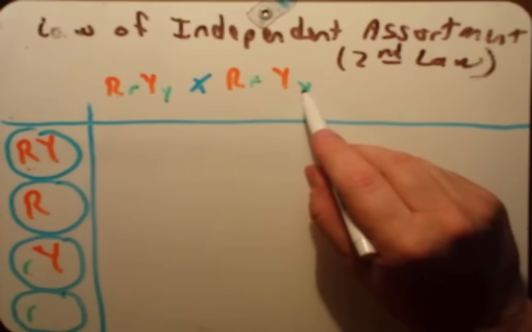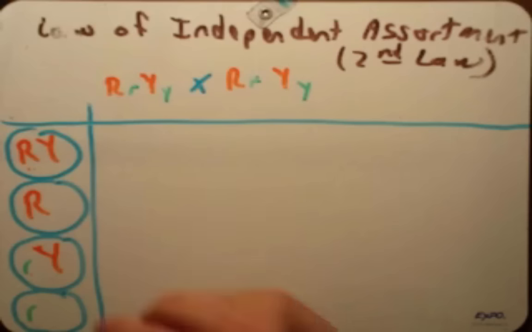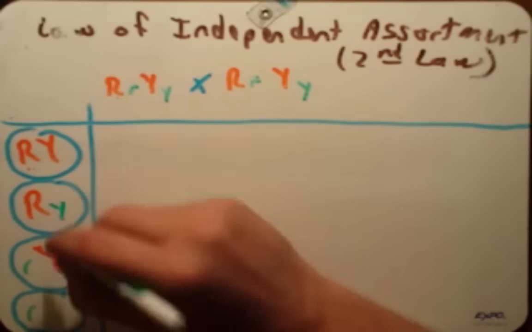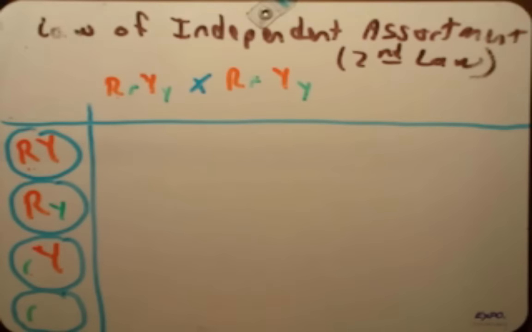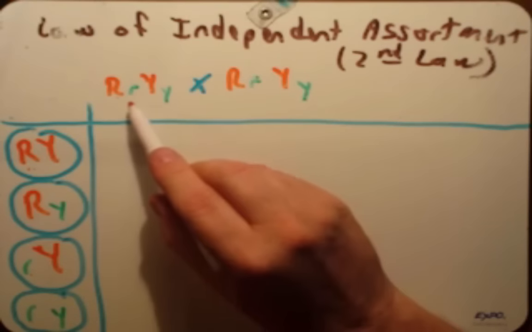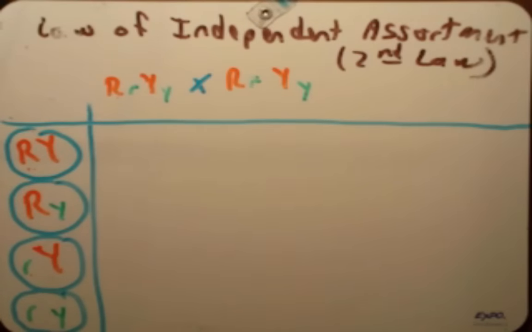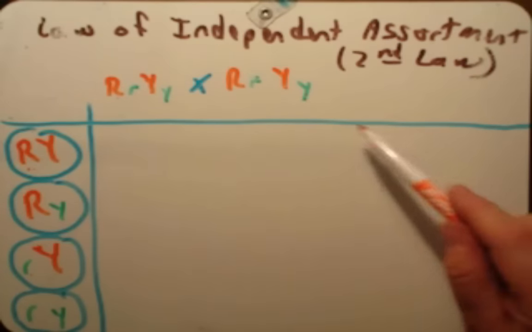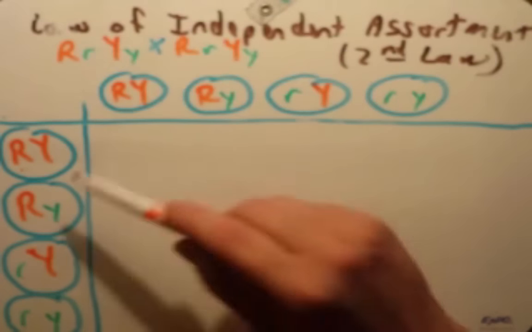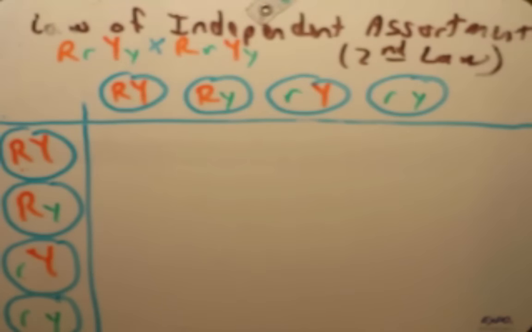For the same reason, we would expect little y to go in half of the gametes. It's just as likely for little y to go with big R as it is to go with little r. Now since we're pairing up the same individuals, we have the same possibilities up here, so let's rewrite all of these for this parent. Okay, we now have our gametes on both sides of the Punnett square.